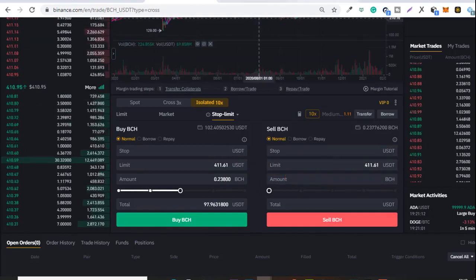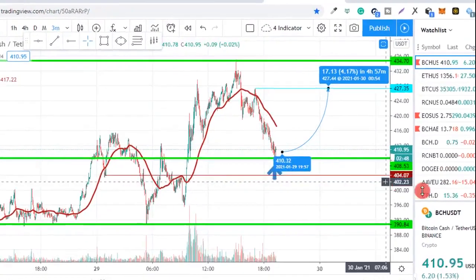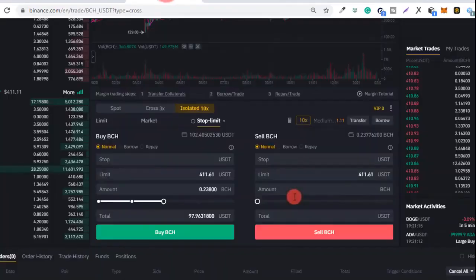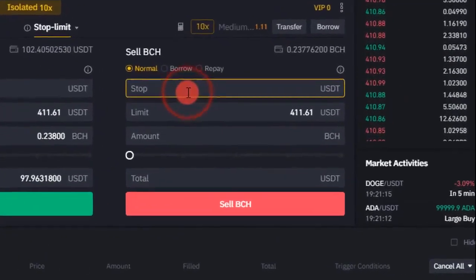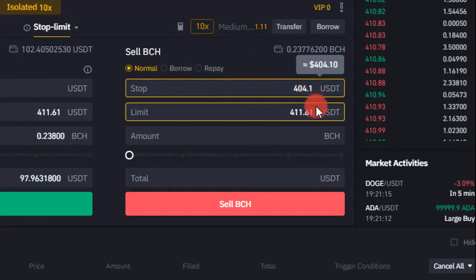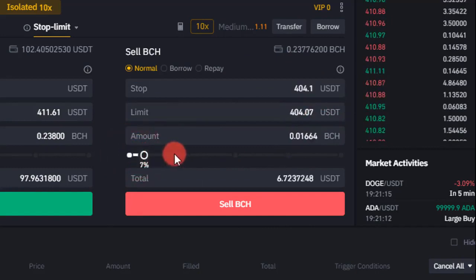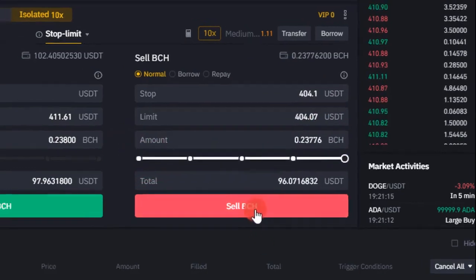So where are we putting our stop loss? We are putting our stop loss at 404.07. So in case it starts dropping and it gets to 404.1, I want to have an automated order to sell at 404.07, and I want to sell everything. So I click on sell BCH.